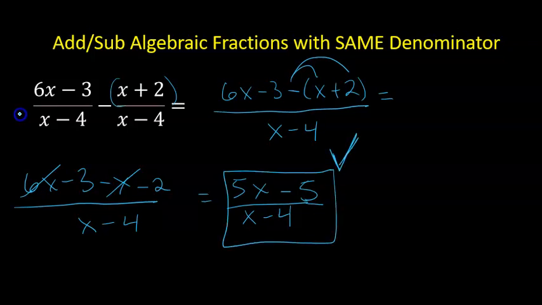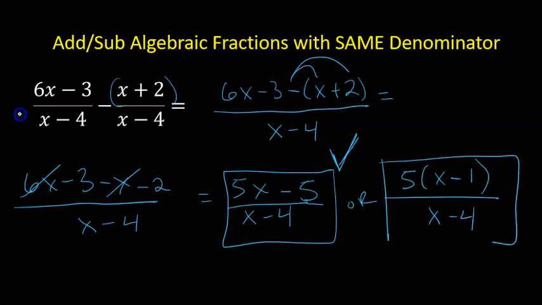Here's the thing. In that numerator, the top part, it kind of looks like I can factor something out. So let me try that. 5 times x minus 1 over x minus 4. These are both correct. Right? So we have two final answers that can totally be fine. I guess it depends on what your instructor wants. But both are right.